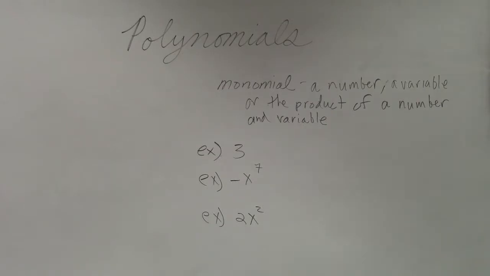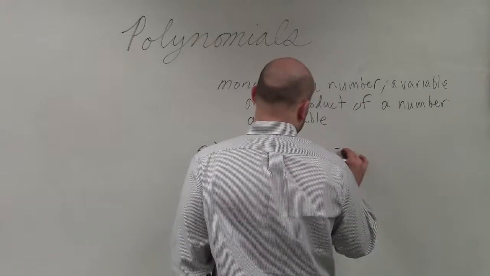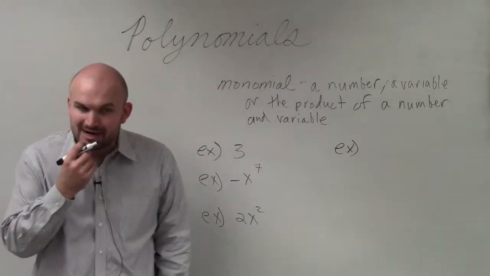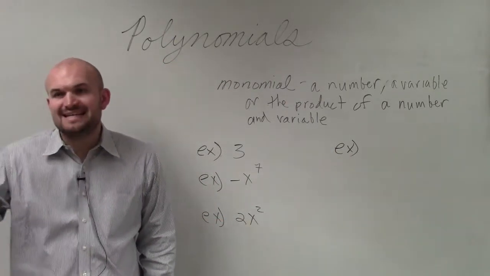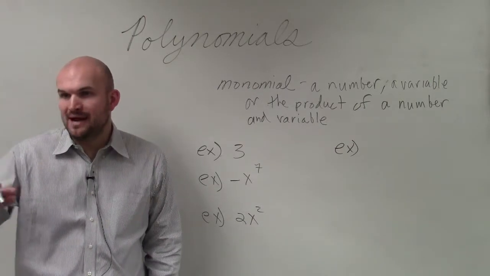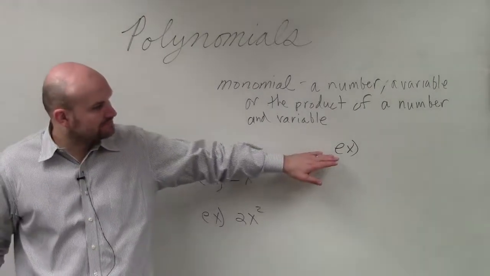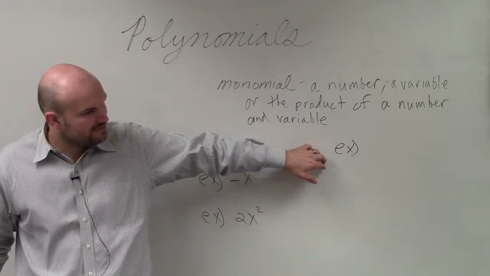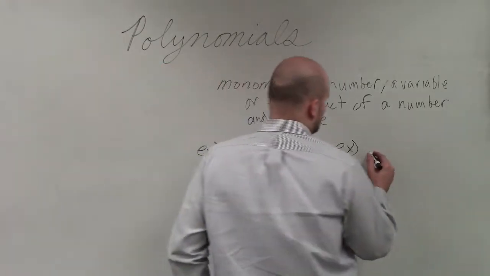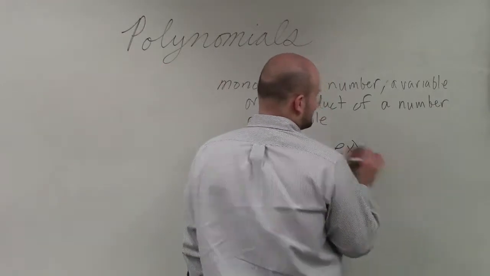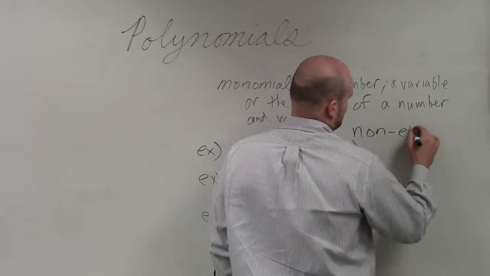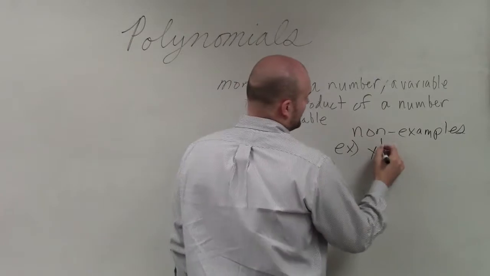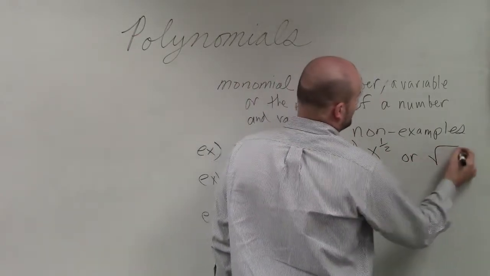OK. Now, let's get into what are some things that are not monomials, or at least in the definition of monomials. Monomials cannot have rational exponents. So therefore, in a non-example, you cannot have x to the 1/2 power, or the square root of x.